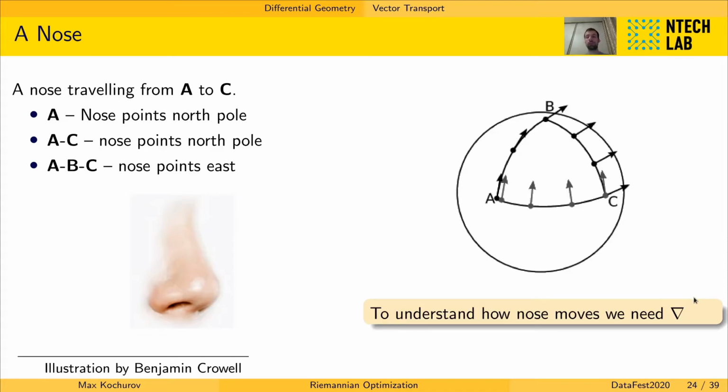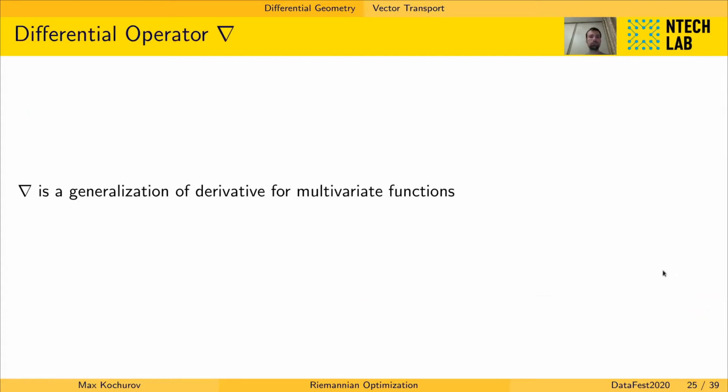But to understand this movement, this change of directions, we need to know what nabla is. Nabla is a differential operator. It's not rocket science, it's just the multivariate version of the derivative.